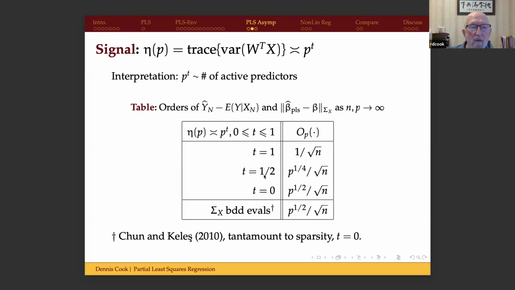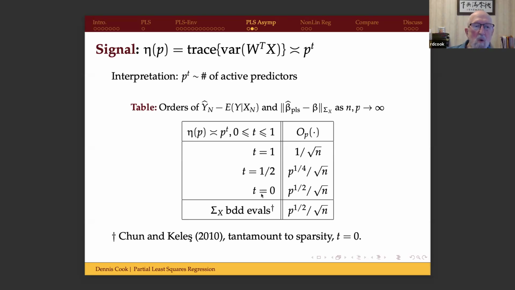If t is a half, so now if we've got 1,000 predictors, and we're thinking, well, maybe something like 30 of them are relevant, then the convergence rate is p to the fourth over root n. So now we lose a little bit. Now the convergence rate is p to the fourth over root n. So we don't have to have nearly the kind of sample sizes you would ordinarily.